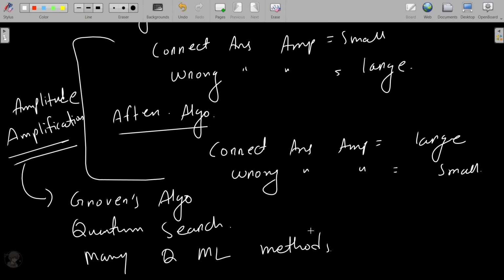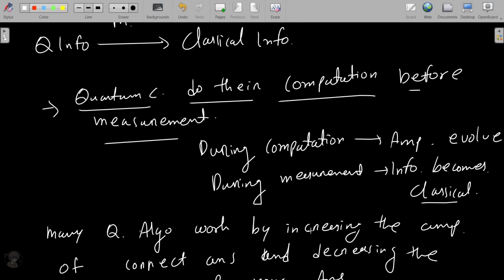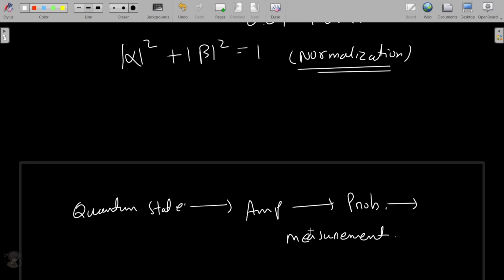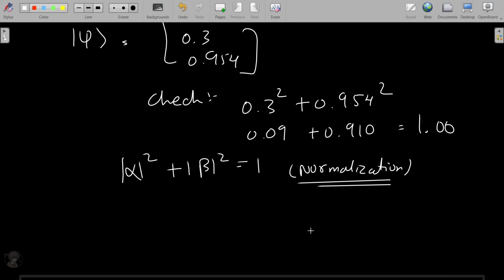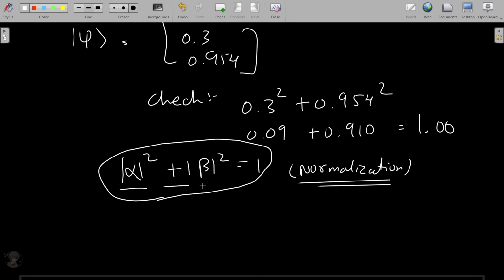But for all of this to work, the quantum state must obey one very strict rule, which I have written here: modulus α squared plus modulus β squared equals 1. This rule is called normalization. I have already said this. Understanding normalization is the next step in our journey, so the next video will be on normalization.